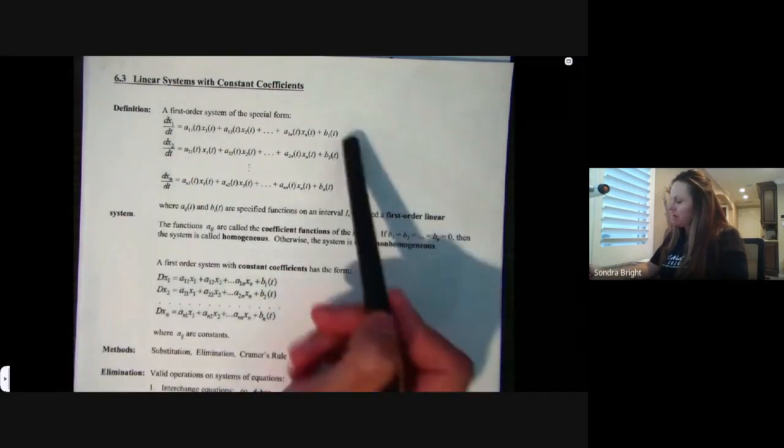And they're in terms of all the other ones, where each of these a_ij(t) are functions of t, and so is the b. These b's are also special functions on this interval, and it's called a first order linear system. The a_ij's are the coefficient functions of the system. And if all of these b's are 0, then we've got a system that's homogeneous. Otherwise, if there's some other function, then it's not homogeneous.